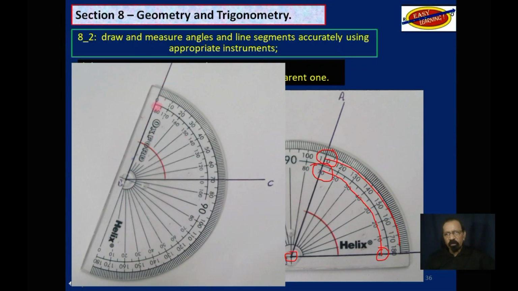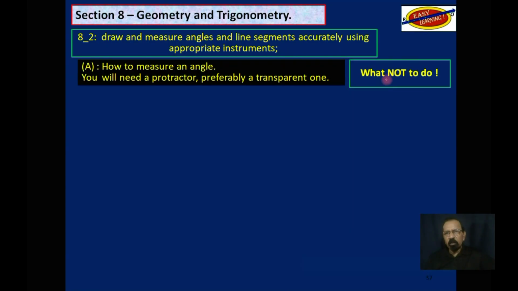You can rotate the protractor like this. Remember, that must be at the vertex. A 0 must be on one of the arms, and this scale must be between the 2 arms. Now you can read it, but this time we are reading from the outside scale, and we arrive at 70. Down here, we were reading from the inside scale. We are reading from 0 along the scale until we reach the other arm.